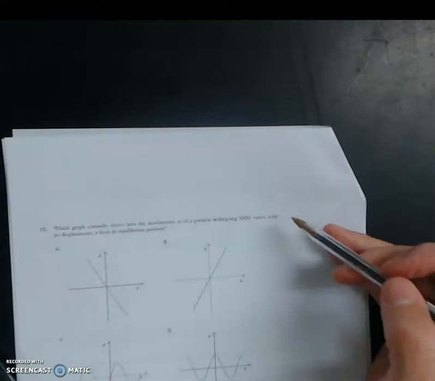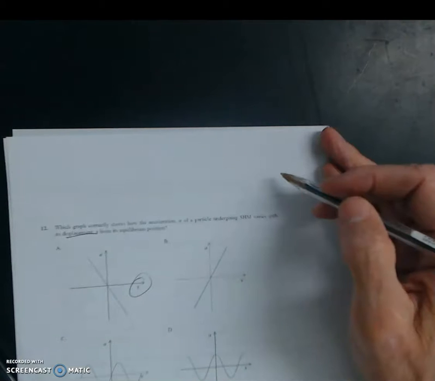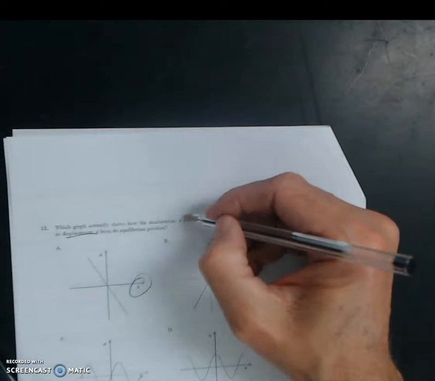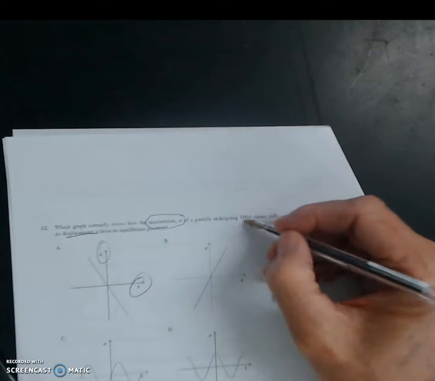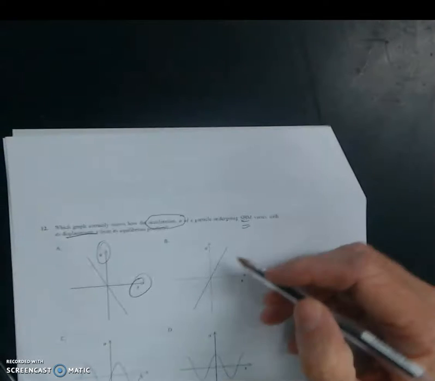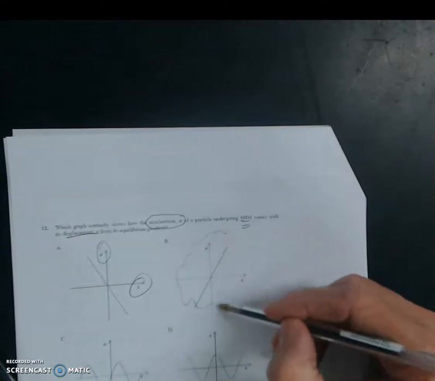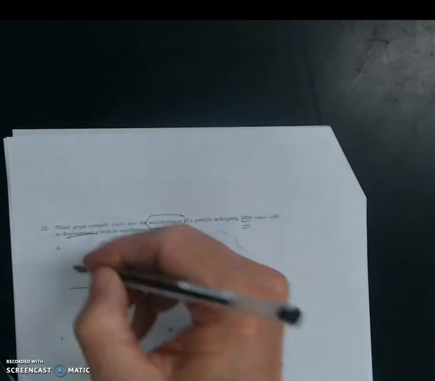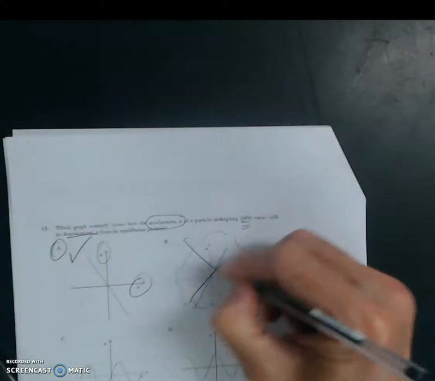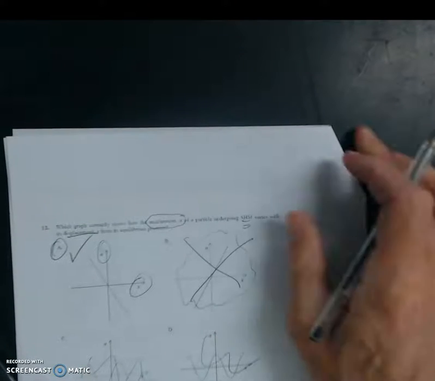On 12, let's see what we're graphing. Here we have displacement x, it looks like. Displacement x is on the x-axis, and we have to be careful here. Acceleration a is on the y-axis. So we know that if you have simple harmonic motion, that it's proportional, which makes you want to go to B, but remember it's going in the opposite direction also, which is why the answer is A and not B. These are wrong.